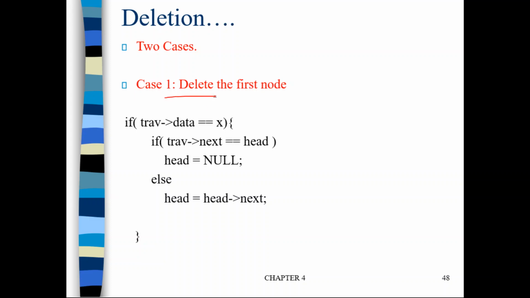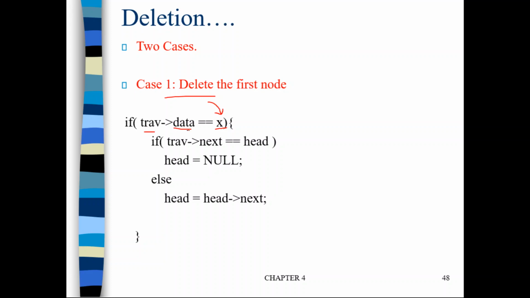If you want to delete the first node, then what you should do is check. The traverse will point to the first node. The assumption is traverse is pointing to head, and head is pointing to the first node. That is, traverse is pointing wherever head is pointing, so traverse is pointing to the first node. So if traverse arrow data is equal to x, where x is the data of the node which you want to delete, then it means the first node is to be deleted.